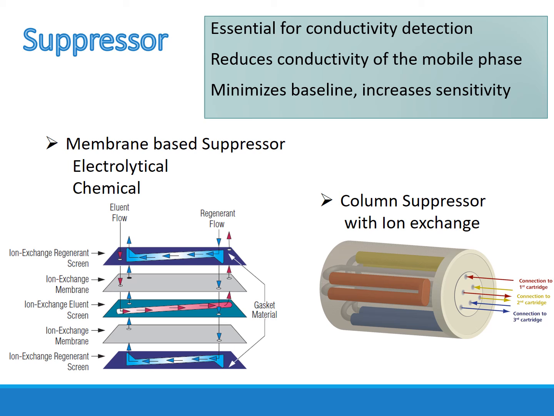Another way is to use a column suppressor with ion exchange. Typically, an ion exchanger of opposite charge than the column is used. In this setup, you see that there are actually 3 ion exchangers. Ion exchangers have to be regenerated over time. And so once one is used, the other 2 are being regenerated. And then they are switched and the other ones are being used.